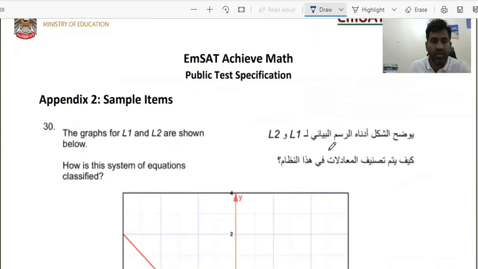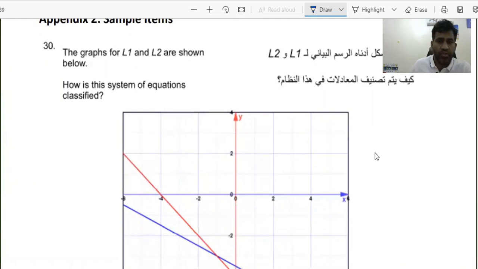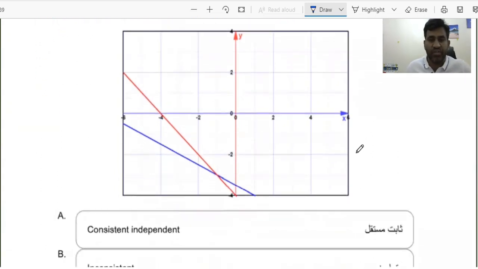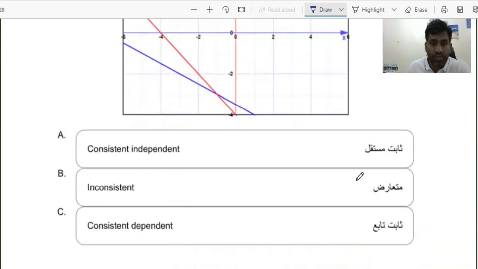Let's go to question number 30. Question number 30 says, the graphs for line 1 and line 2 are shown below. How is the system of equations classified? They are just asking us how the system of equations is classified. So they have shown the graph for the system of equations and they are just asking us to identify it. And there are different options available. So the first option says consistent, independent, then inconsistent, then consistent, dependent.